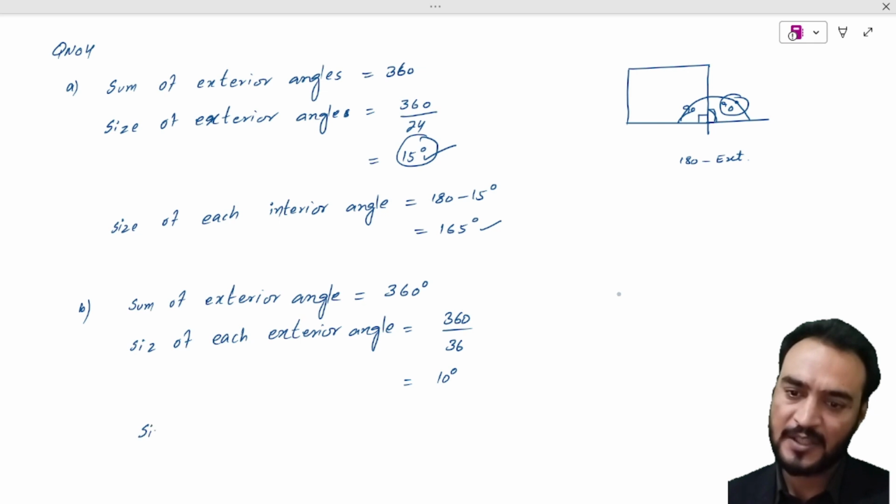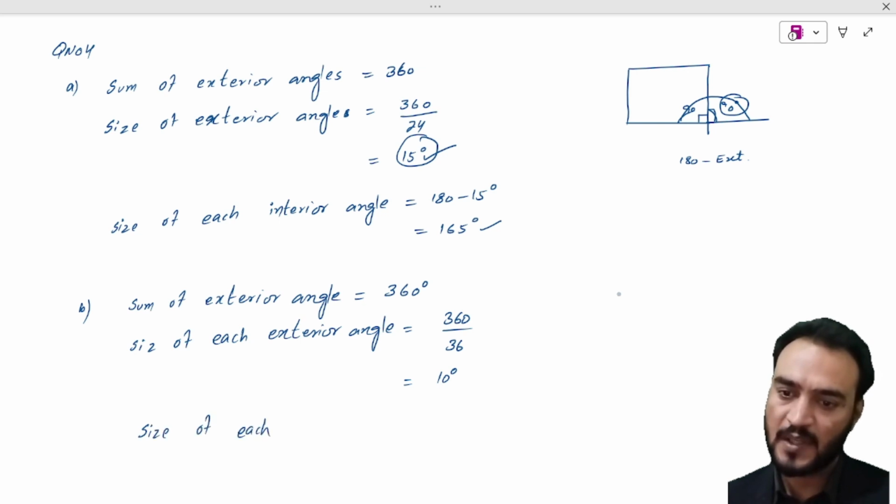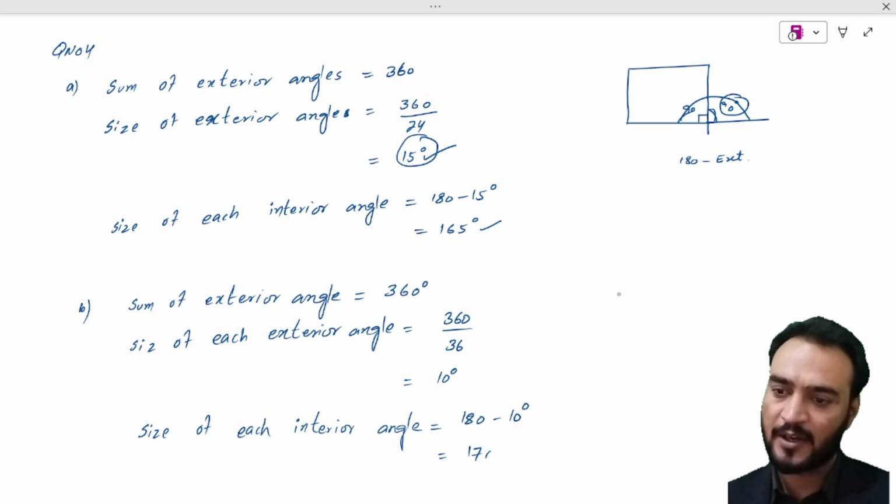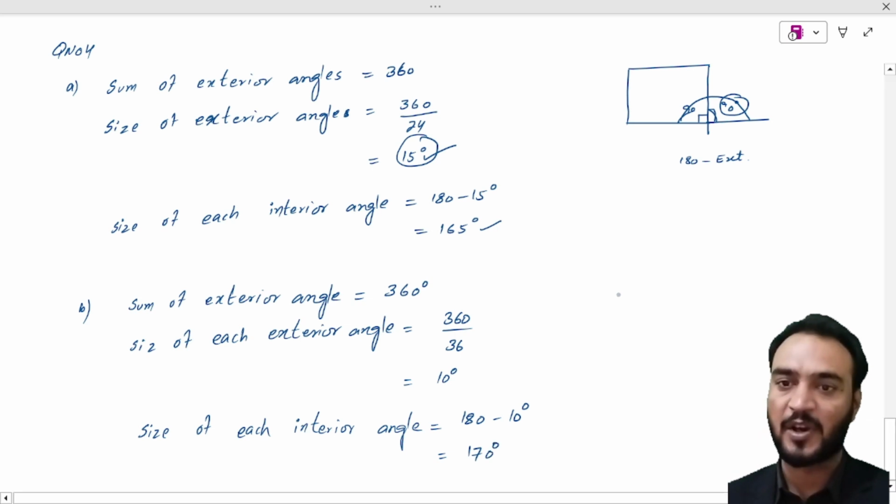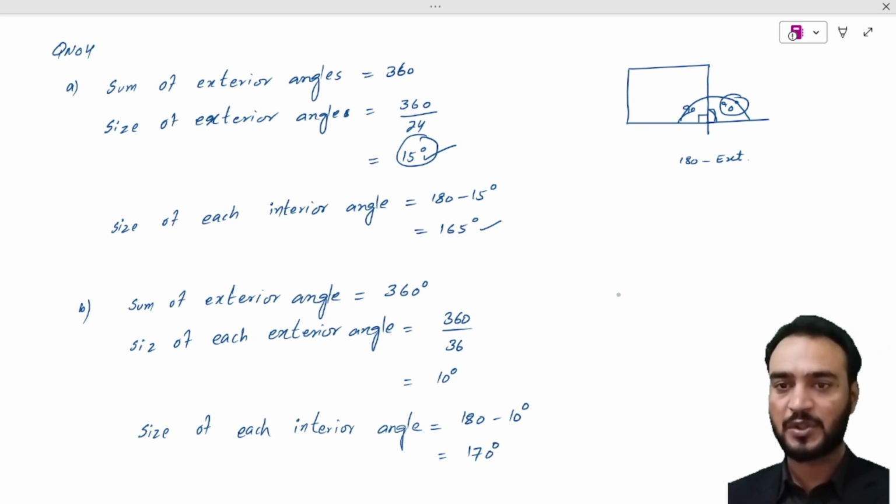Now the size of each interior angle is equal to 180 minus 10. We subtract the exterior angle from 180 to get the interior angle, and the size of each interior angle now is 170 degrees. This becomes the answer of part B of question number 4.